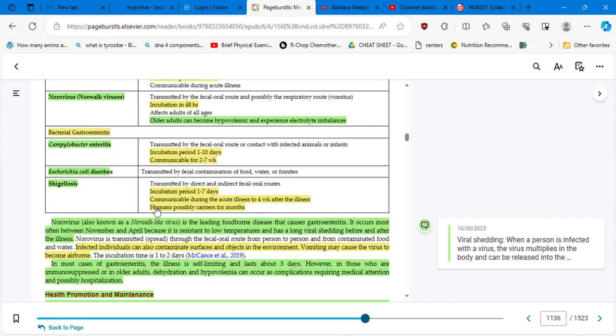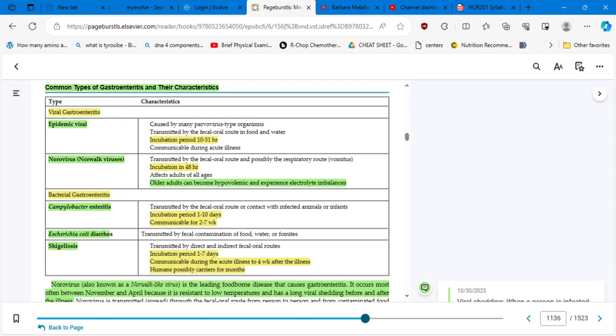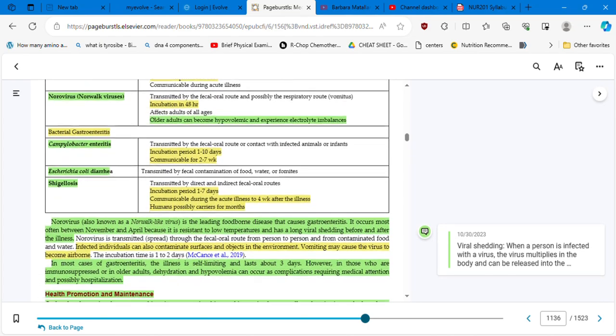Escherichia diarrhea, transmitted by fecal contamination of food, water, or fomites. Shigellosis, incubation period 1 to 7 days. Communicable during the acute illness to 4 weeks after the illness. Humans possibly carry it for months. Okay, so basically bacterial incubation period is within days, 1 to 10 days on average, and the viral is almost immediate, between 2 and 3 days.